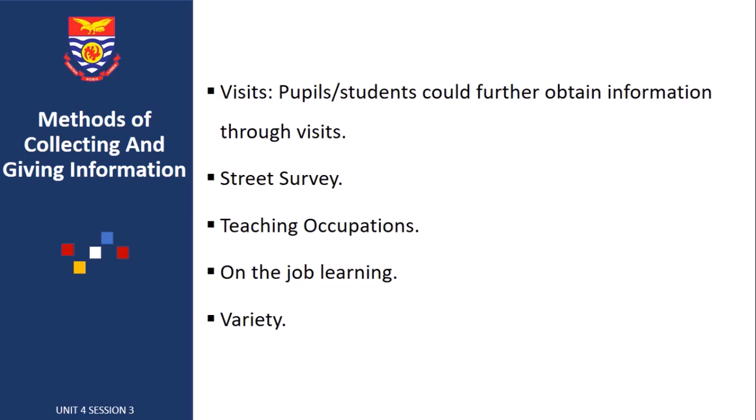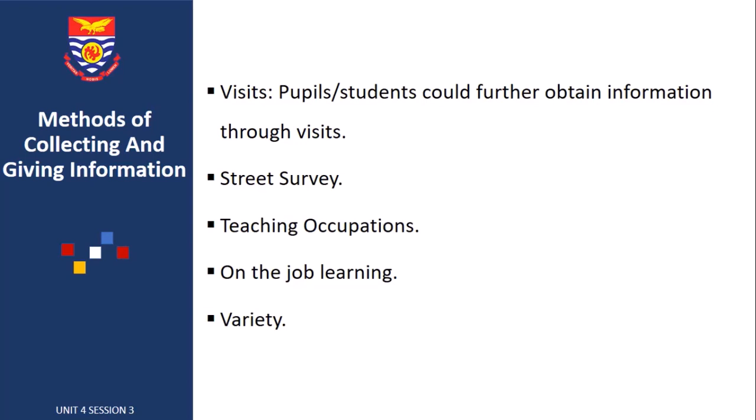The next is on-the-job learning. Occupational information could also be obtained in actual work. There are many ways of doing this. Children can do a lot of part-time work connected with their studies. Some of the children also do vacation jobs through which they can actually gain experience.